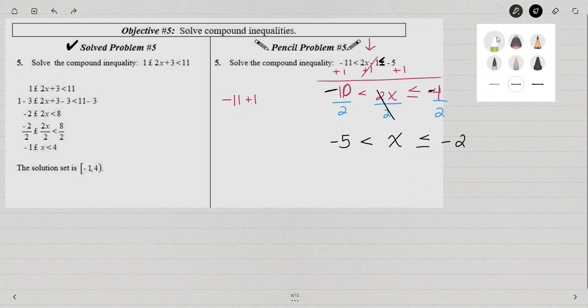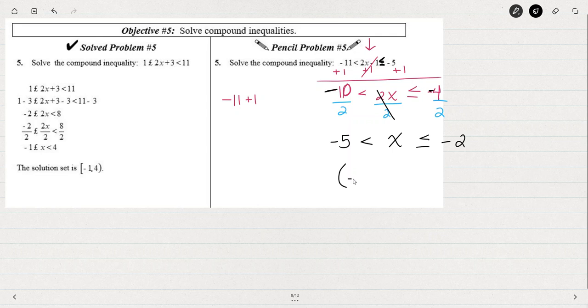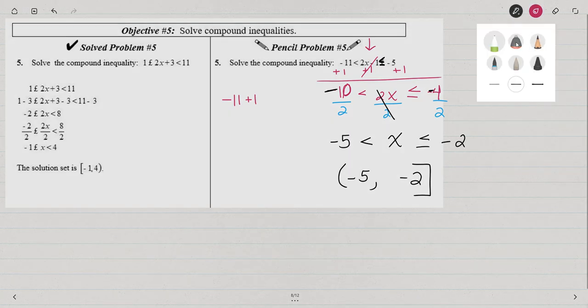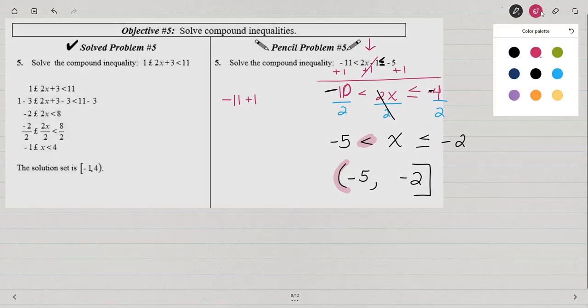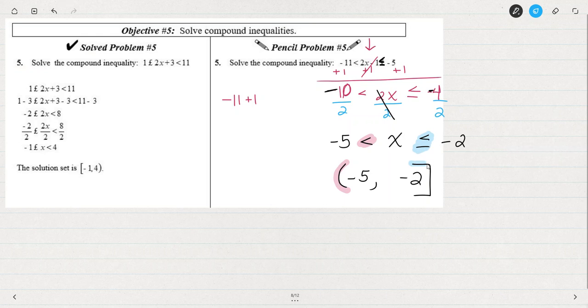When I write this in interval notation, the answer is going to be all the x's that are between -5 and -2. Notice that -5 has a parenthesis because it's less than, but the -2 has a bracket because it's or equal to.